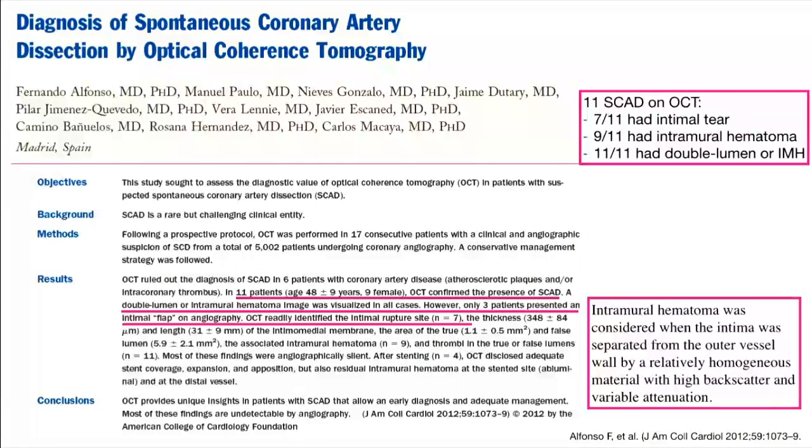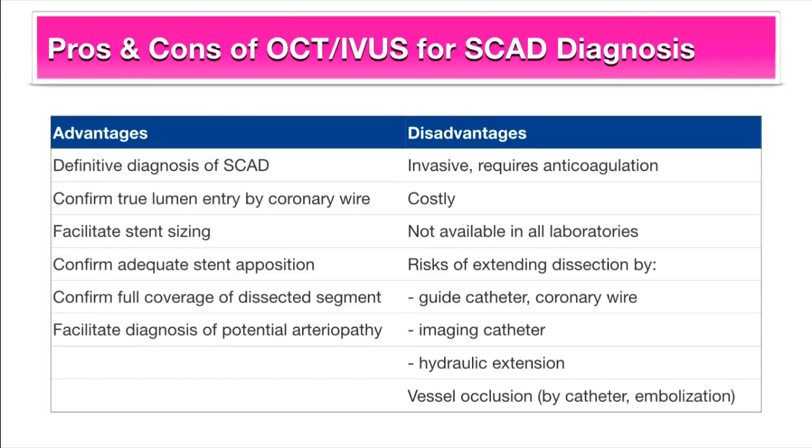Now, Dr. Alfonso's laboratories have published a few publications on intracoronary imaging on OCT as well as IVUS. In this series of 11 patients, OCT confirmed the presence of SCAD. In these 11 cases, all of them had double lumen or intramural hematoma. 9 had intramural hematoma. 7 had intimal tear. Therefore, not all patients would have intimal rupture as the cause. And it's important to note that these features don't really change the outcome.